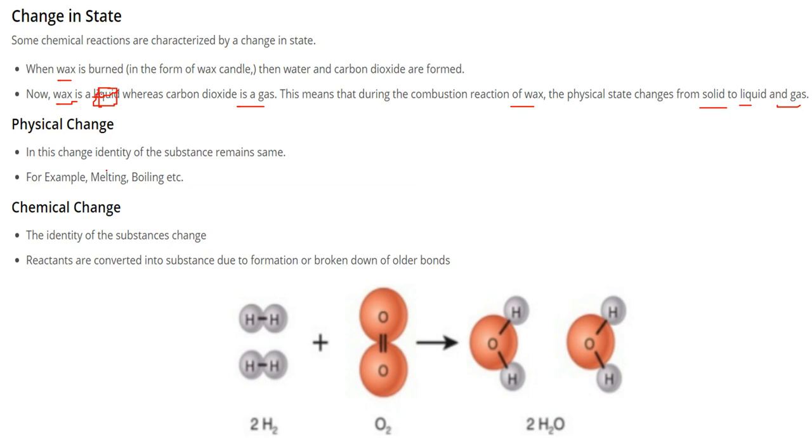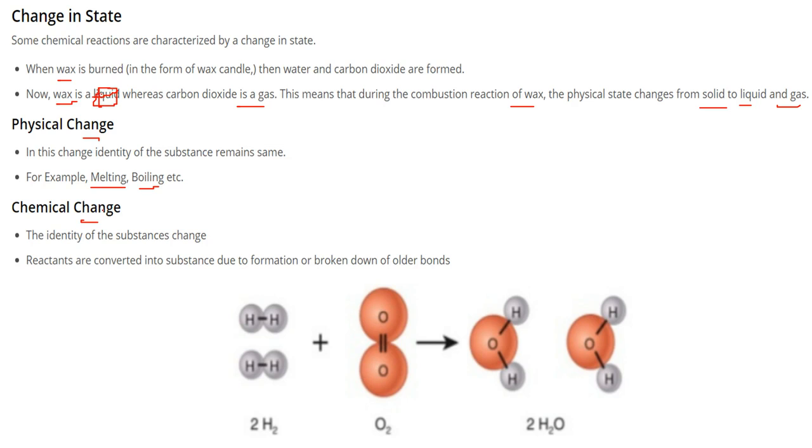There are two types of change basically: physical change and chemical change. In physical change, the identity of the substance remains the same. For example, if you boil water, it will form steam. But if you put a lid on a heating utensil, that steam will again become water. Similarly, if you put water in the refrigerator, it becomes solid ice. But when you take it out from the refrigerator, it will again become water. So these are physical changes.